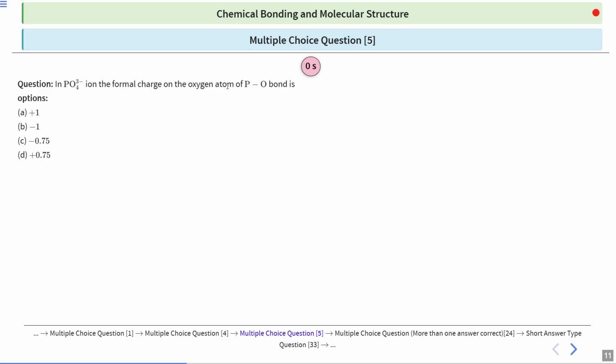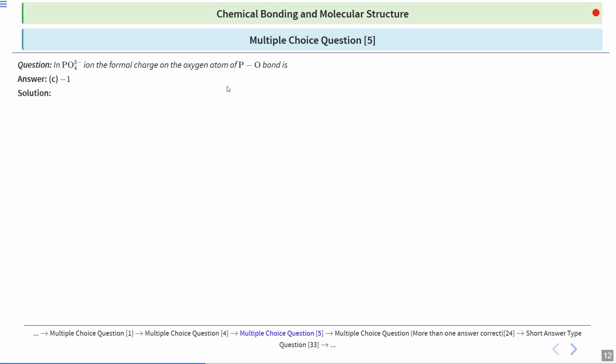Your time is up. So the correct answer will be -1. Now students make a mistake here. They take out the average formal charge.